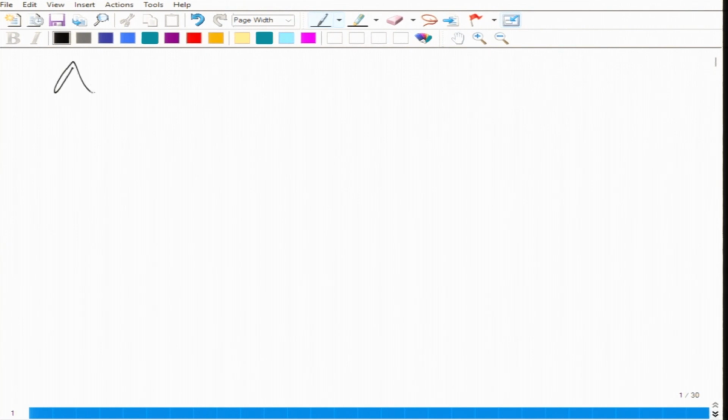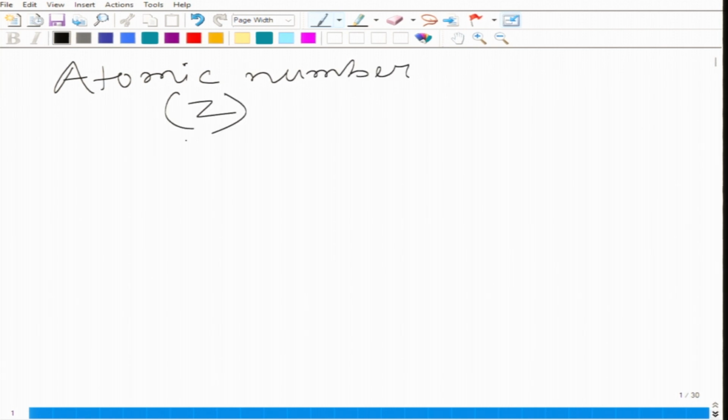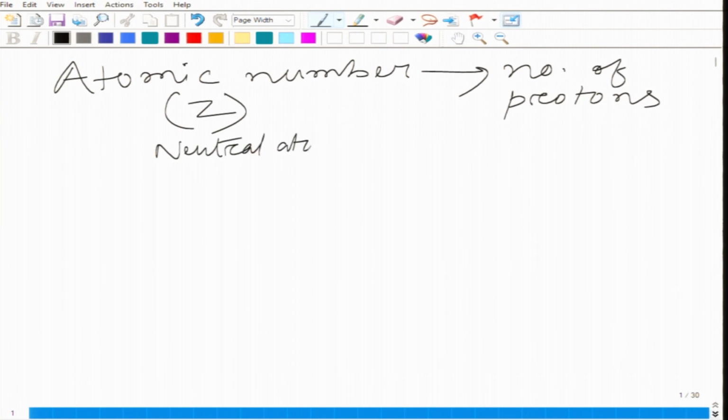So, atomic number, which was represented by Z. What is atomic number? That is the number of protons. For a neutral atom, the number of protons will always be equal to the number of electrons.